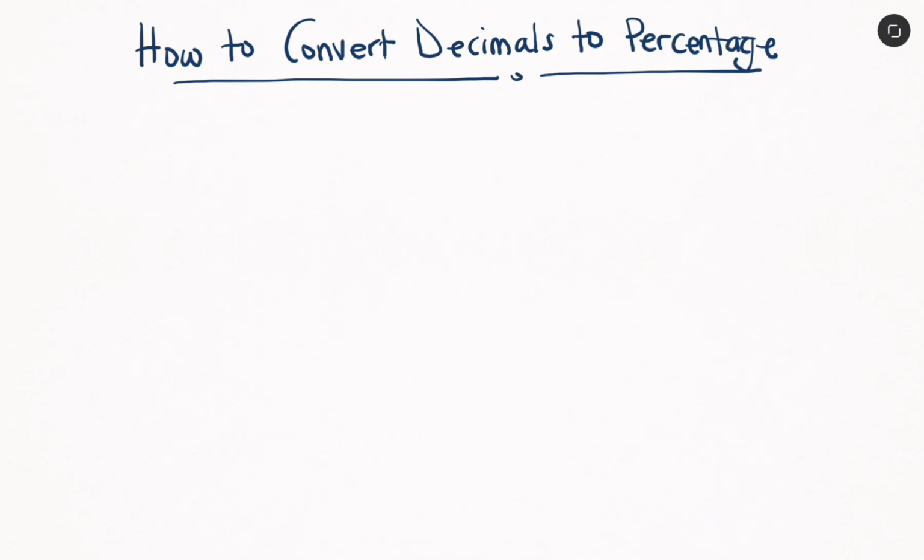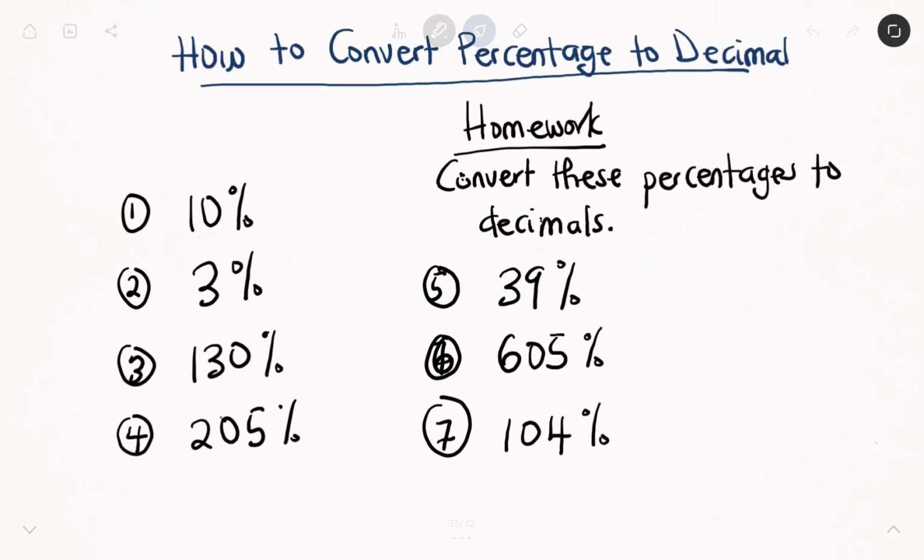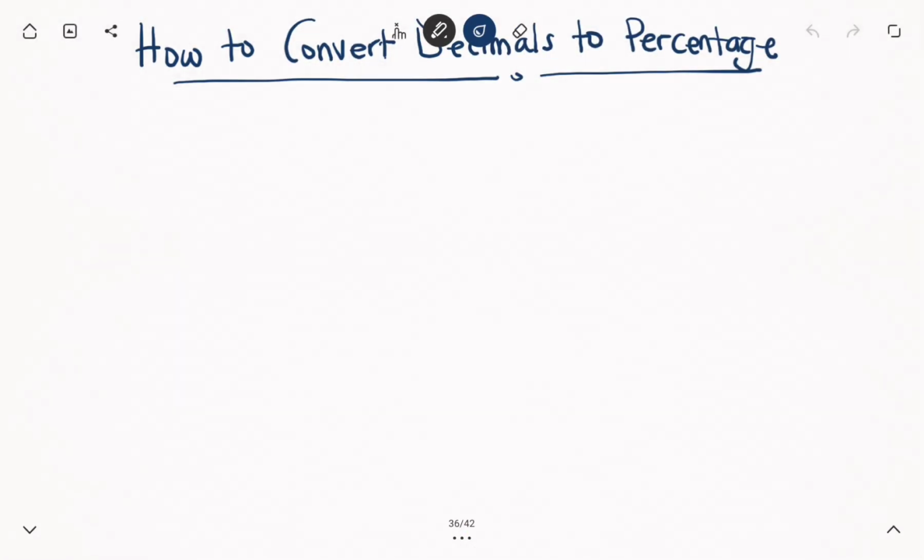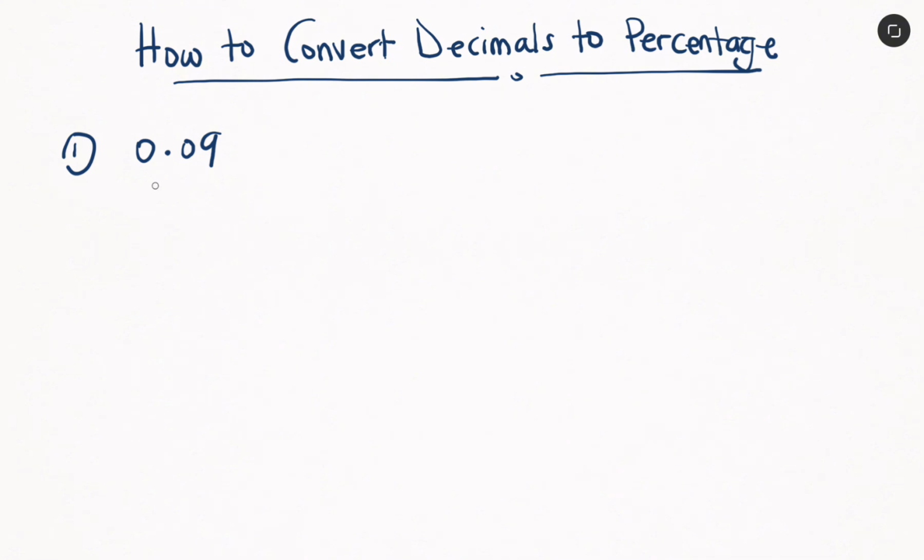Alright, so in the previous video we looked at how to convert percentage to decimals, and I gave you guys some examples. These are the homeworks I gave you guys to complete. So let's look at that of today. So we are to convert decimals to percentage. So the first example that we have over here is 0.09. Okay, so we are to convert this decimal to percentage.